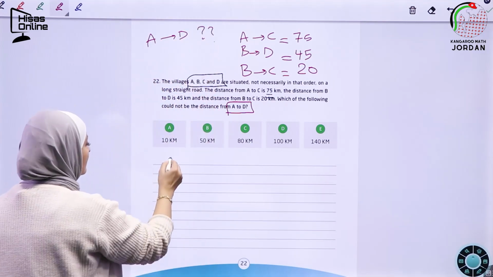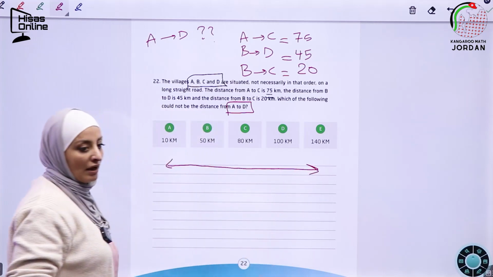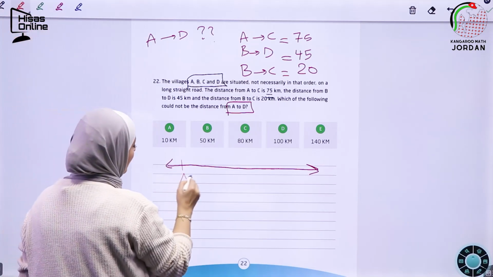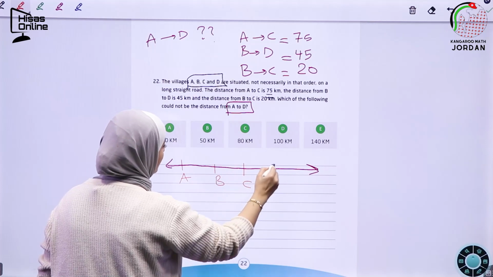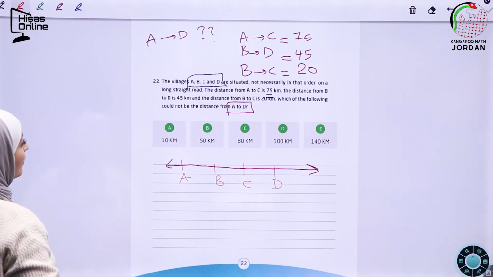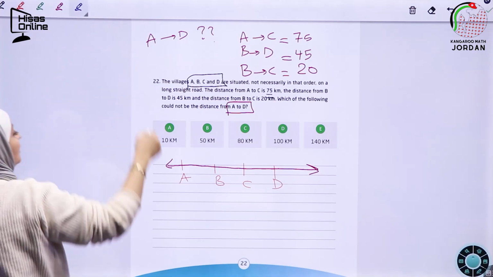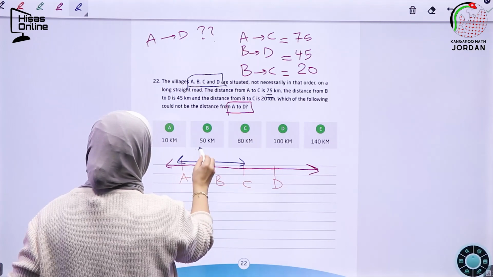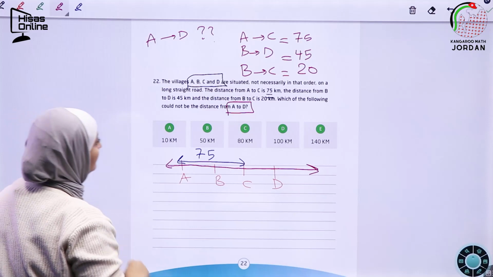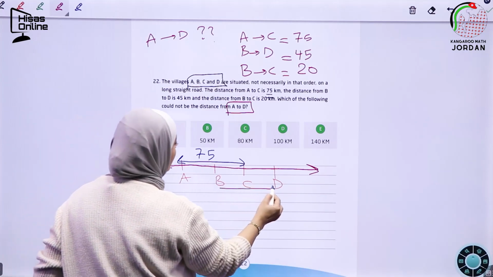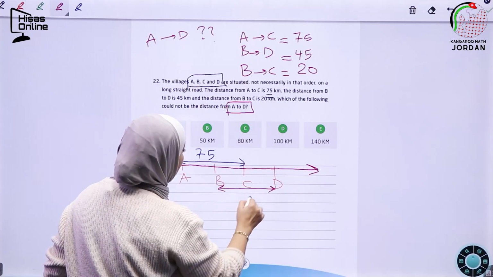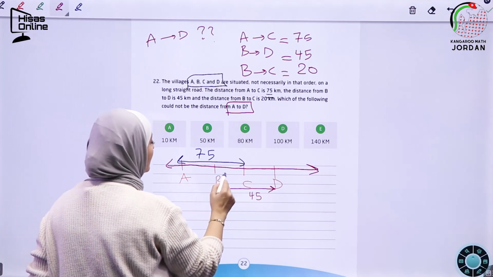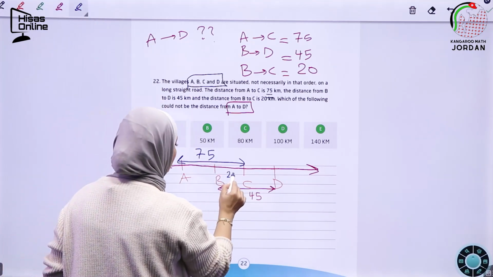First of all, let's assume the number line, and put the villages in order. First option: A, B, C, D. We replace everything we know here. The distance from A to C is 75. B to D in this case is 45, and B to C here is 20.